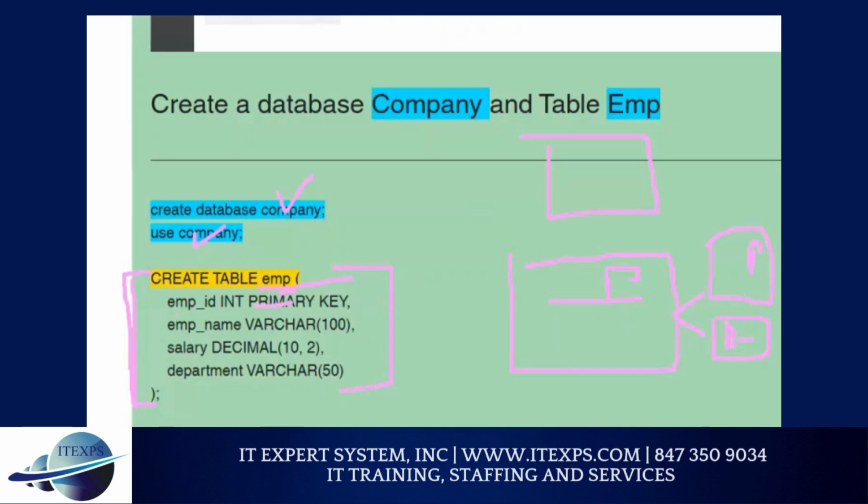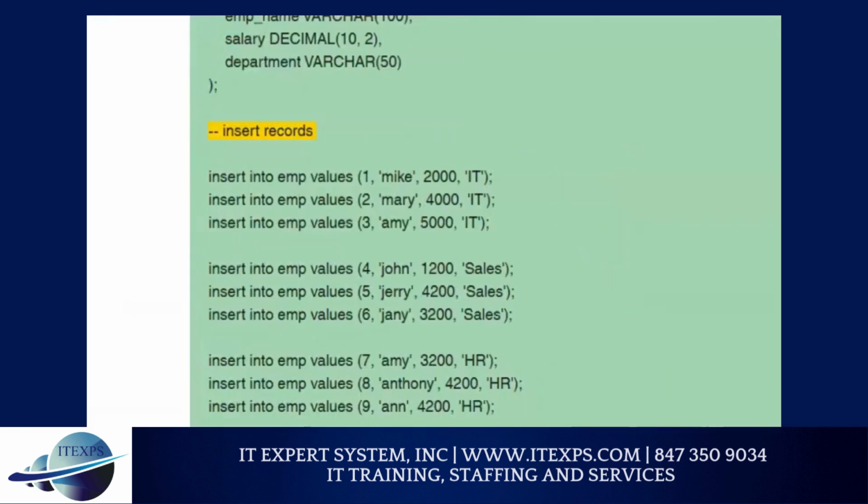But primary key means it is unique. All employees will have only one ID, just like a product ID, just like a movie ID. And then an employee will have name, salary, department, like that. Again, you can add more columns, but this is from a demo perspective. Good. Now, if you go further, we are adding some records.